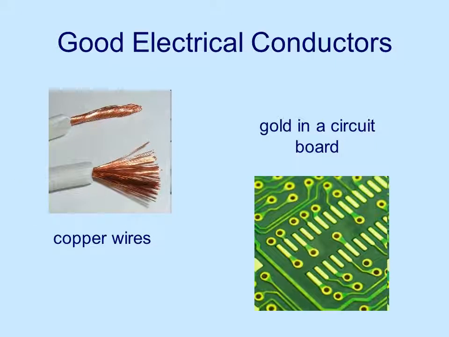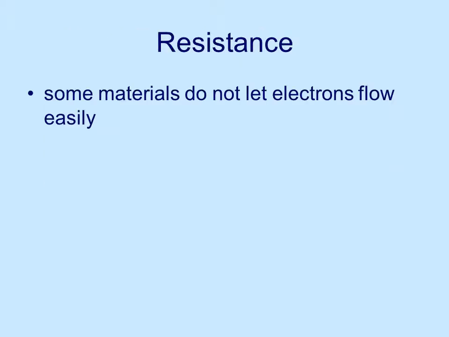Here are copper wires. Copper wires are very widely used in electrical materials. If you were to take apart your lamp, and I do not recommend that you do that, don't do this at home, you would find copper wires. Gold is used in circuit boards, so your computer probably has some gold in it. It's expensive, but it works as a good conductor in circuit boards.